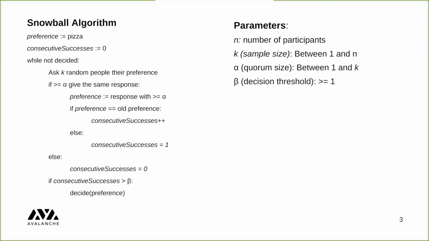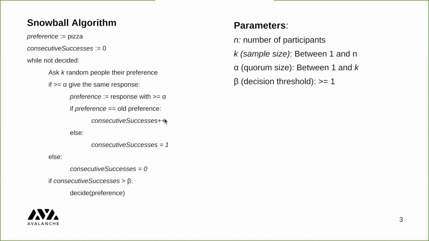So if greater than or equal to alpha of the people that you ask give the same response, you're going to adopt their preference. So if you already preferred that option, you're going to increment what we call a consecutive success counter, right? So that's consecutive successes plus plus.